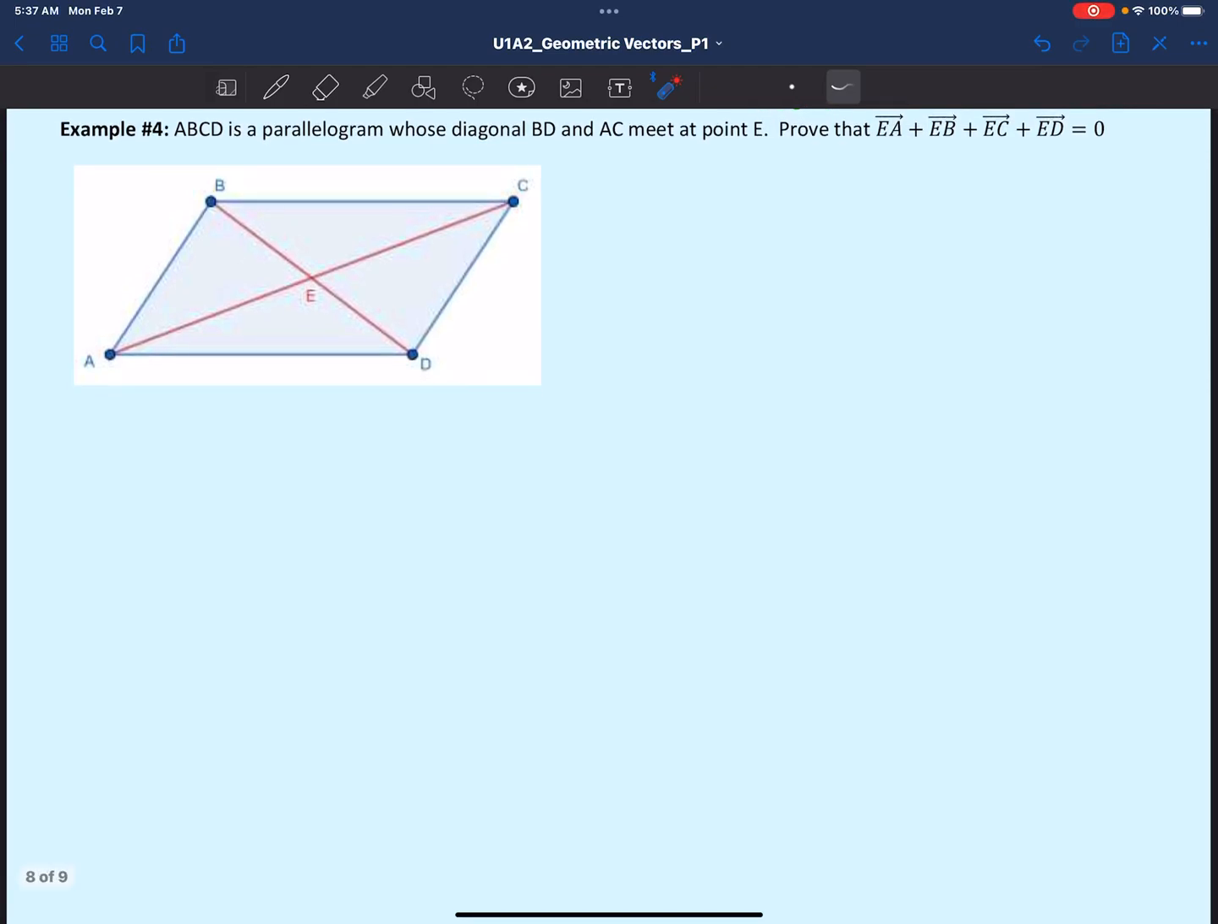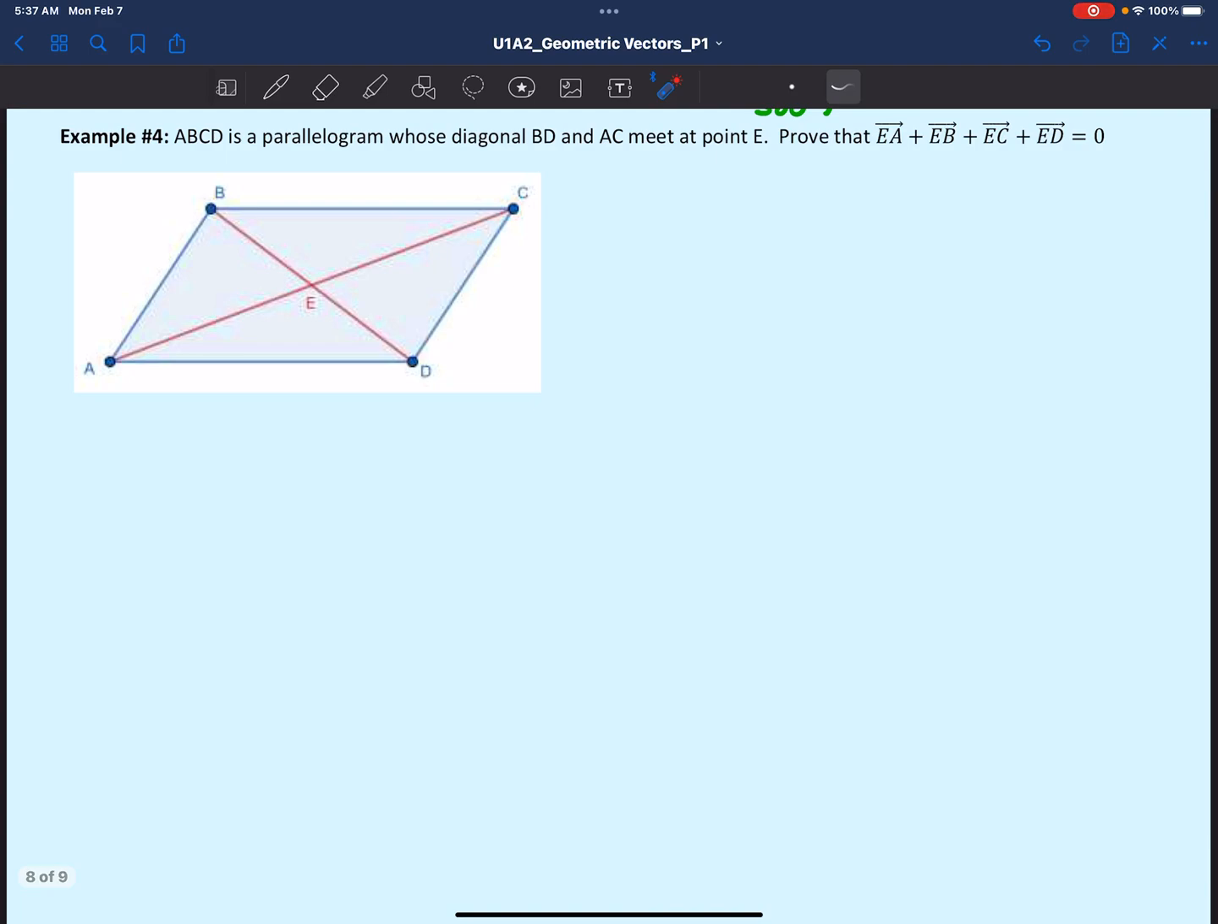Hello and welcome back. Let's take a look at a couple more questions where we apply vector addition and subtraction. So in this case, we have ABCD, which is a parallelogram. In this parallelogram, we are told that BD and AC are the diagonals and they intersect at a point E. We have to prove the statement EA plus EB plus EC plus ED equals 0. They're all vectors. So I'm going to start off by writing out the statement I must prove.